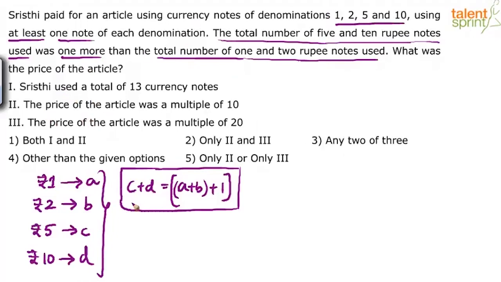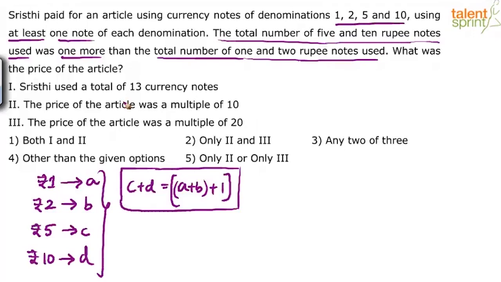So the point given in the question is C plus D equals A plus B plus 1, where C and D are the number of 5 and 10 rupee notes and A and B are the number of 1 and 2 rupee notes. So C plus D is equal to A plus B plus 1. This is applicable for all the three statements. Alright, now let's first check the independent statements.